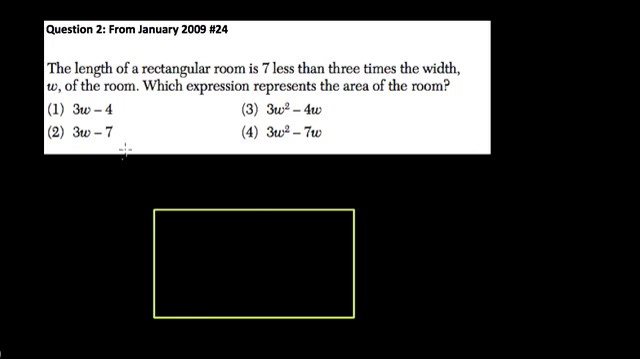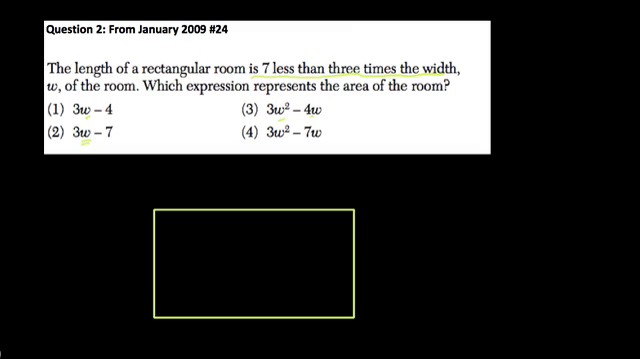Okay, so before we get overwhelmed by the algebra, I suggest drawing this shape and then thinking about what they're telling us, right? They're telling us that the length is 7 less than 3 times the width. And you can see it here in the choices, they give you W. Length is being defined in terms of width, right? They don't tell you what the length is.